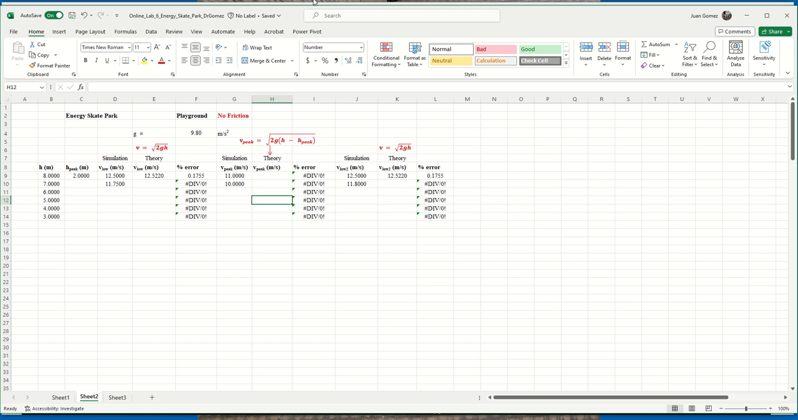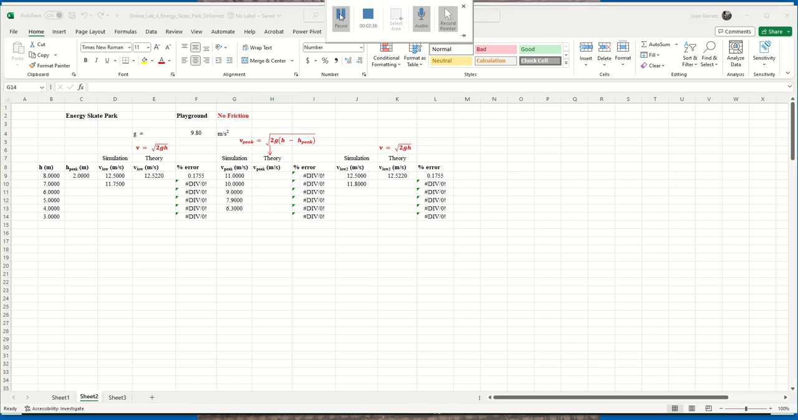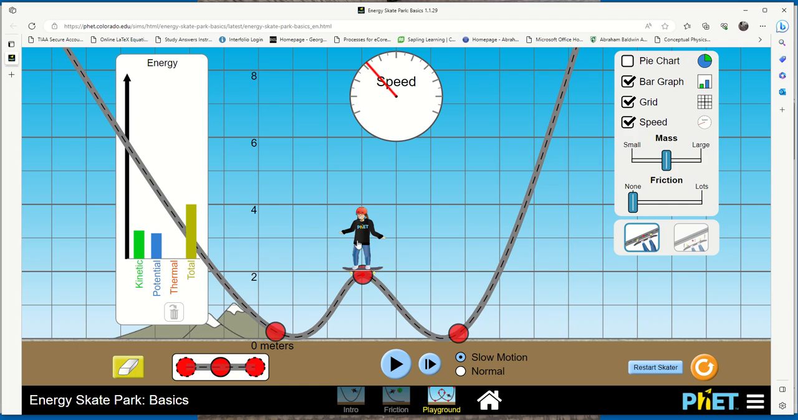Let me pause this video while I get the other ones. Okay, let me get my last one. I'm going to set the skateboarder at a height of 3, and I want to get the speed at the peak. So I'm going to go ahead and set him to a height of 3, right there. Play. And then pause it when he gets, looks like one more. Right there. His speed is 0, 1, 2, 3, 4, 5. Looks like about 4.75, I would say.